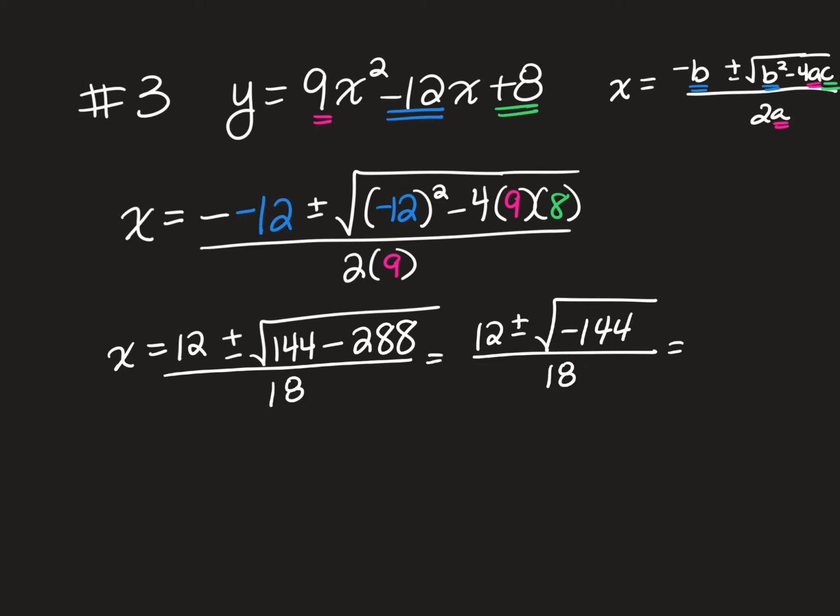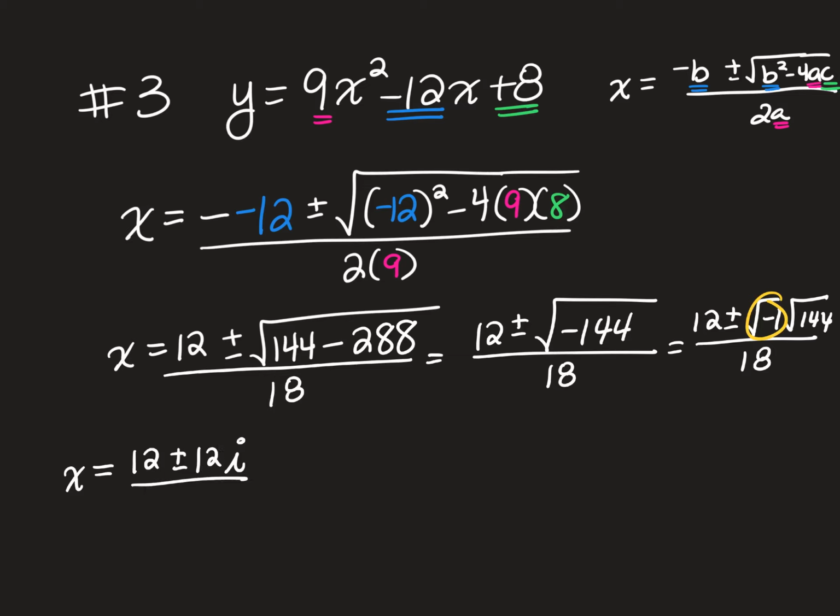And then we've got to simplify that negative 144 as a square root. So I'm going to say 12 plus or minus, I'm going to write it as negative 1 times the square root of 144. And for me, I do that because then this piece I recognize as being just i. So what I really have is, let me go down to the next line here, 12 plus or minus i, but then I know that the square root of 144 is 12, over 18.